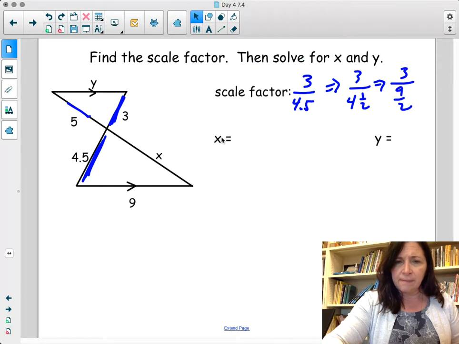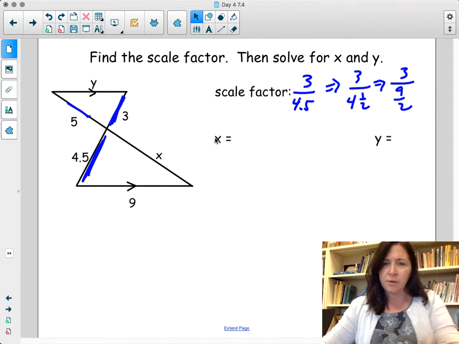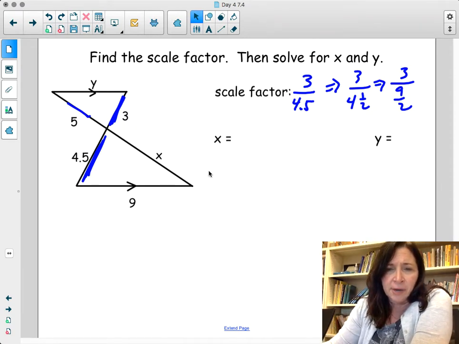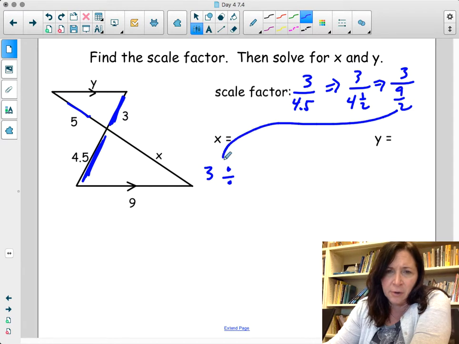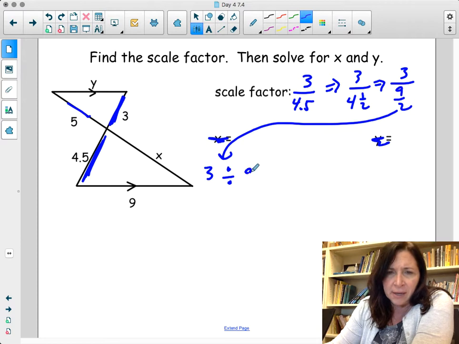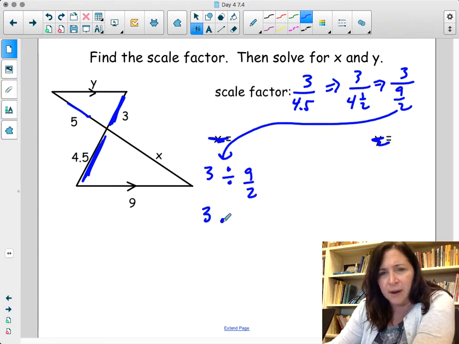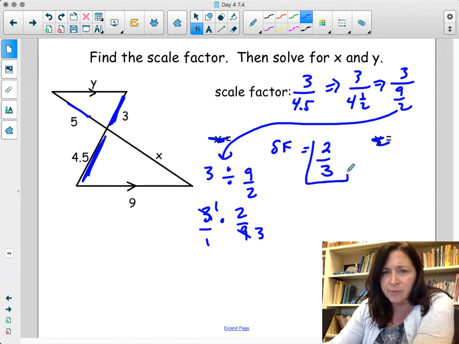Anyway, so I'll just do it right here. So 3 divided by, like this. See how I'm going from here over to here. We're ignoring the x and the y right now. So 3 divided by 9 halves is going to be 3 times 2 over 9. Multiplying across, I'm going to cancel and reduce first. So I end up getting my scale factor is equal to 2 over 3. So 2 over 3. So that's my scale factor.